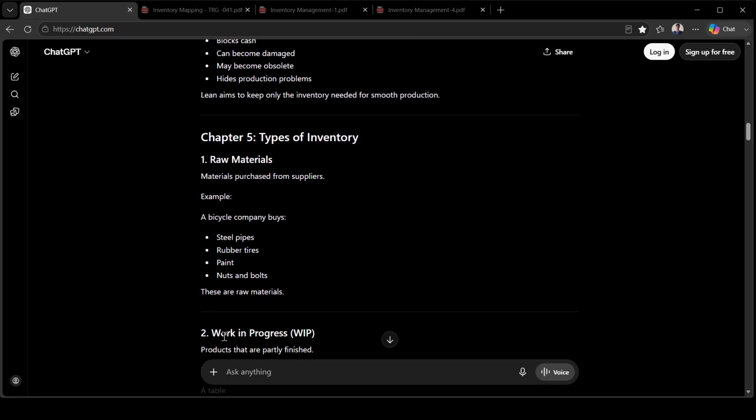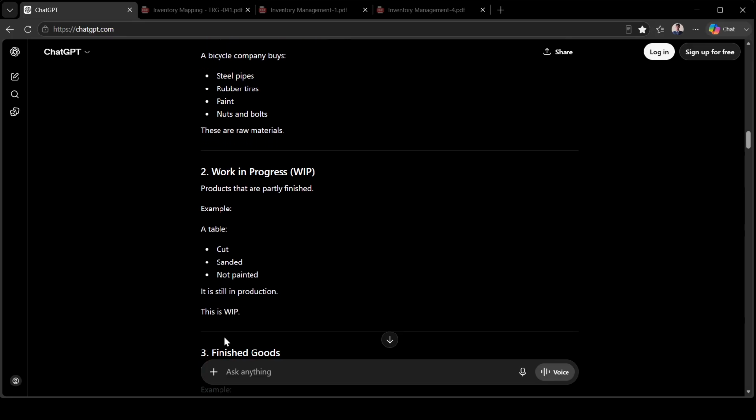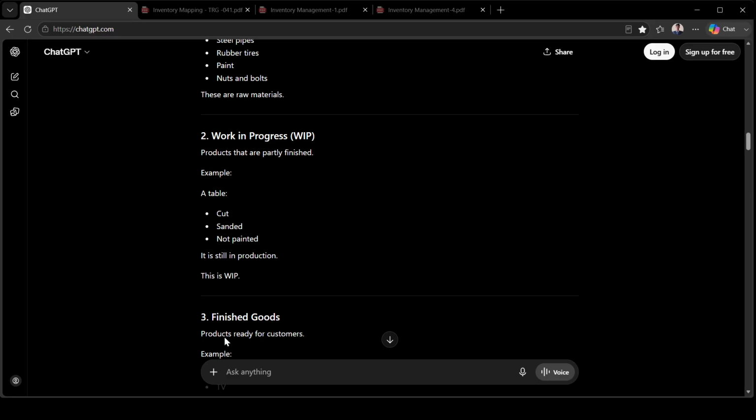The first one is raw materials. These are materials purchased from suppliers. Example: a bicycle company buys steel pipes, rubber tires, paints, nuts, and bolts. These are the raw materials. The second one is work in progress, or WIP. These are products that are partly finished. Example, a table that is cut and sanded but not painted. It is still in production. So this is WIP.